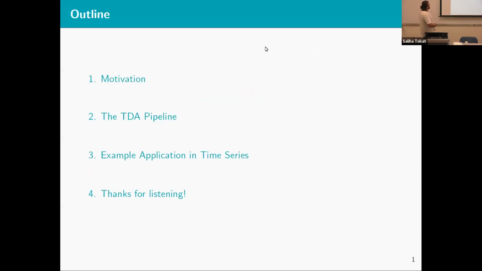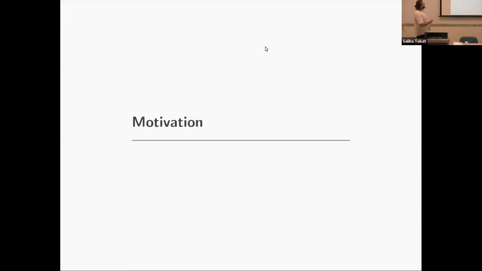Firstly, I will give a motivation about topological data analysis, and then I will show the TDA pipeline. By following the steps in that pipeline, I will give a basic introduction to topological data analysis, and this pipeline is based on the example that I will show you for seeing the results. Let's start with the motivation.